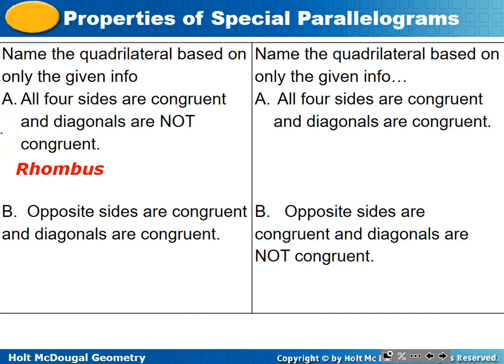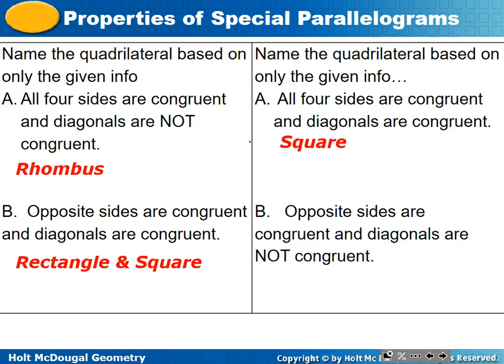B says opposite sides are congruent and diagonals are congruent. Opposite sides are congruent, that would be all of them, but the diagonals are only congruent in rectangles. So this would have to be a rectangle and a square because a square is a rectangle. This next one over here, name a quadrilateral based on only the given information. Again, all 4 sides are congruent. That would have to be rhombus and square. Now, which one of those has diagonals that are congruent as well? That would just be the square because that is the definition of a rectangle. So remember, a square is both a rhombus and a rectangle.